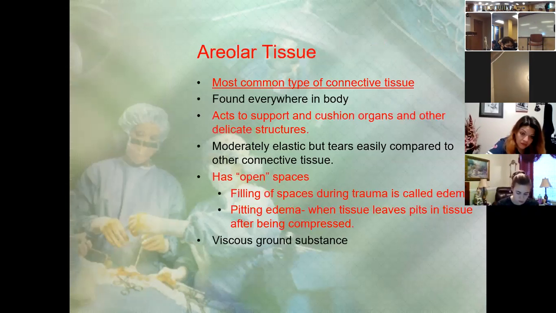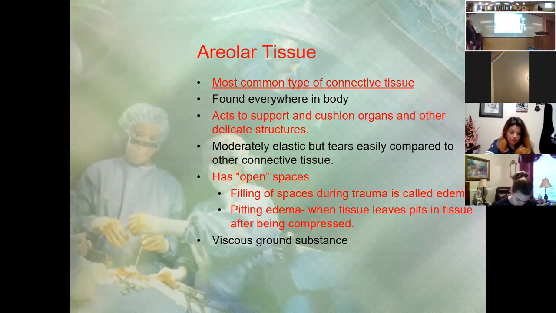All right, so we're just going to go through how you identify these different types of tissue. Areolar is the most common type. That would be a great test question: which of the following is the most common type of connective tissue? Now, our areolar, remember, is like our hammock. We talked about this with the fibers.